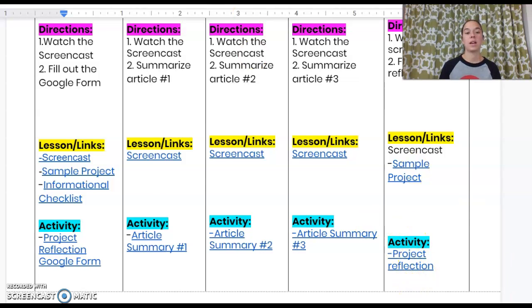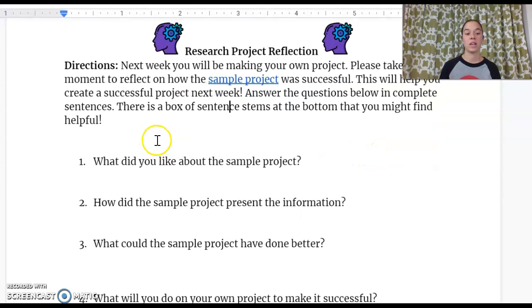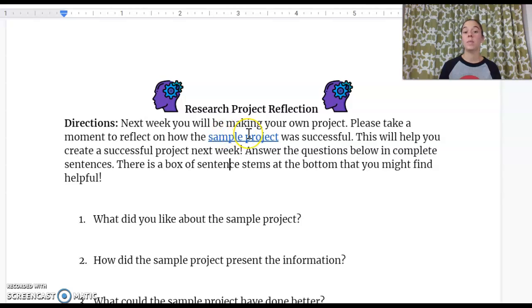I'm going to open up my project reflection. So here's what it looks like. Remember, you will have to make a copy and share this. Let's take a look at the directions together. So next week you will be making your own project. Please take a moment to reflect on how the sample project was successful, and you notice it's linked there. This will help you create a successful project next week.